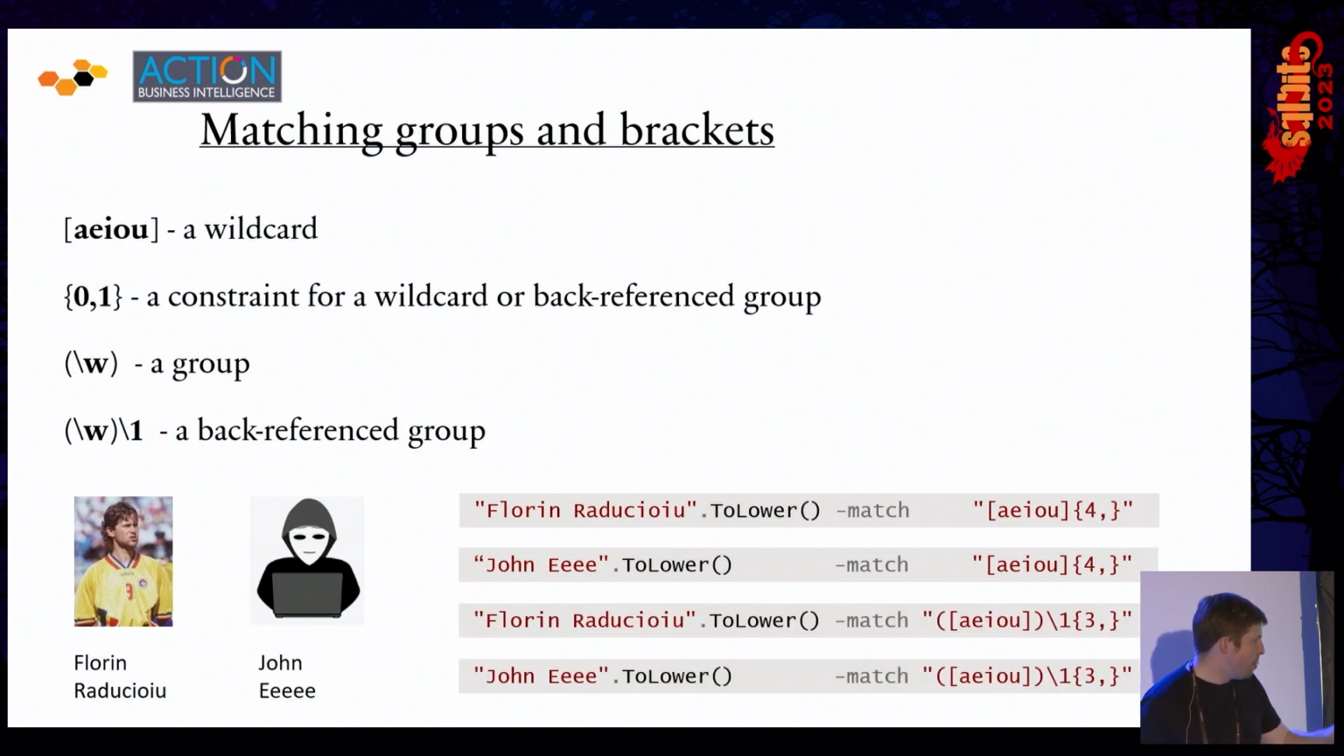But if I group them up and put A, I, U in the group and then back reference the group and say, give me the group plus, and then that syntax for back referencing says the group itself plus 3 times afterwards, it won't work on Radicchio because I, O and I, O, U are not the same vowel, but it will work on E because they are the same vowel, and that's the power of grouping.